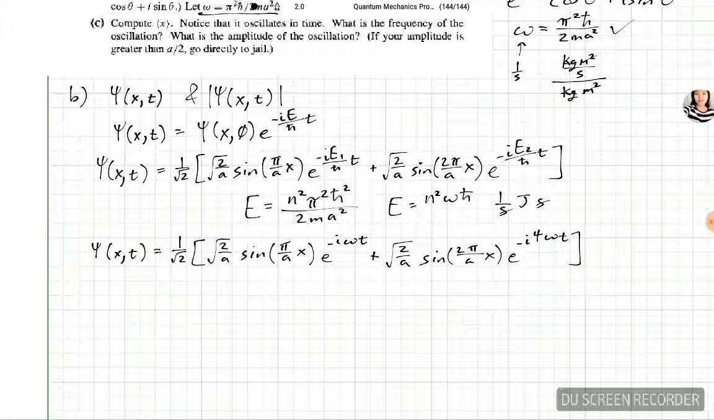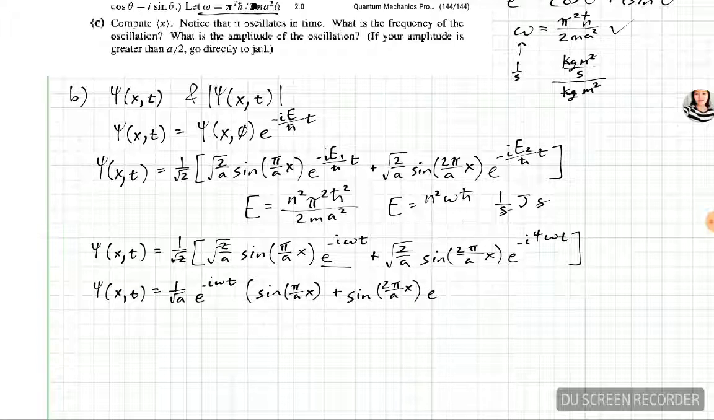Now we can factor out some of these exponentials. So first off, we can factor out that 1 over square root. So these cancel, and then I have 1 over square root a. I can also factor out this term here. So I get e to the negative i omega t. That factored out completely from my first term, but not completely from my second term, because that one had a factor of 4. So then that's 2 pi over a x, and then we had e to the negative 3i omega t.